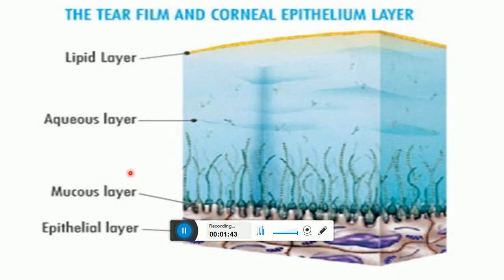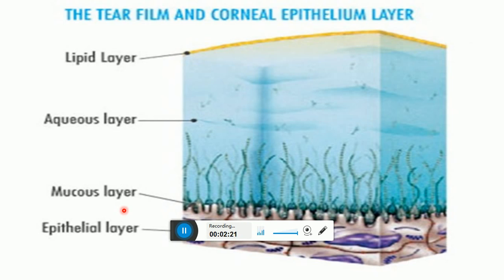Now the physiology of the tear film. The tear film consists of three layers: lipid, aqueous and mucus. The lipid layer, it is on the top, secreted by meibomian glands. The meibomian glands secrete lipid layer. The meibomian glands are found in the lid margin. Then aqueous layer, secreted by the lacrimal glands. And the last one is mucus layer, secreted principally by conjunctival goblet cells.